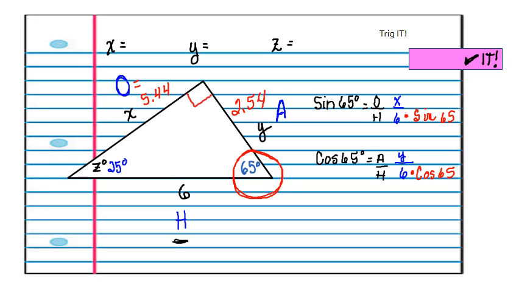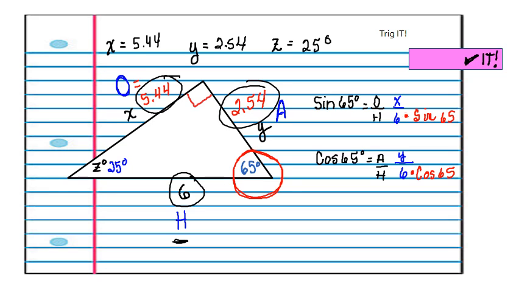So now we have our sides, we have all our angles, and we just plug things in. X equals 5.44, Y equals 2.54. Our hypotenuse is 6, and our missing angle is 25 degrees. And it all makes sense because the two legs always have to be smaller than the hypotenuse.